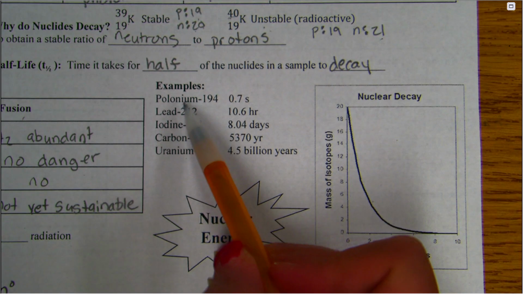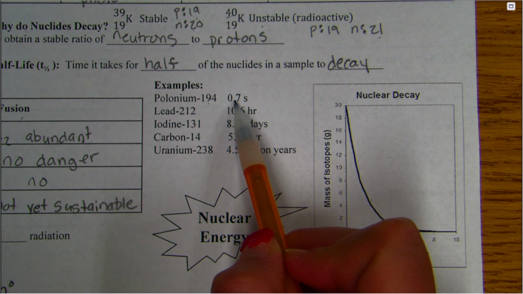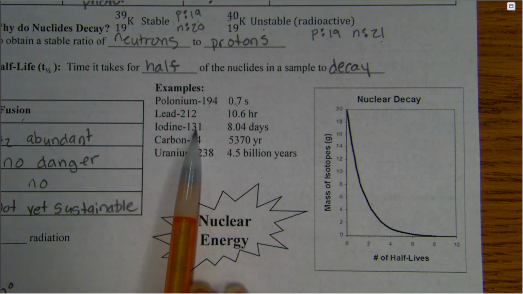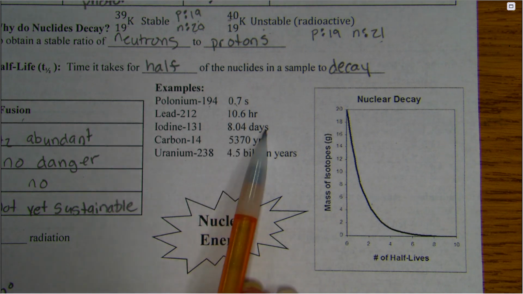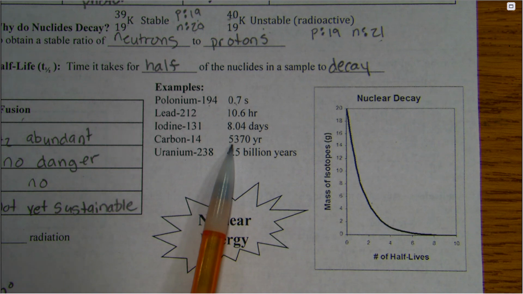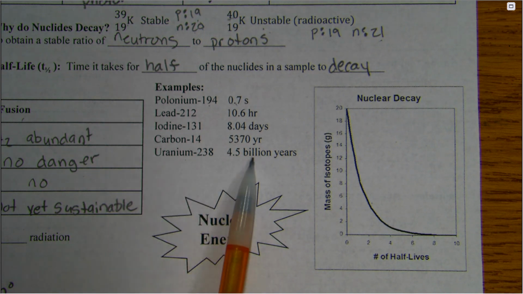Now, different radioactive elements have different half-lives. Polonium-194 doesn't even take a single second for half of that sample to decay. Iodine-131 takes 8 days for half of it to decay. Carbon-14 takes over 5,000 years, and uranium takes 4.5 billion years.